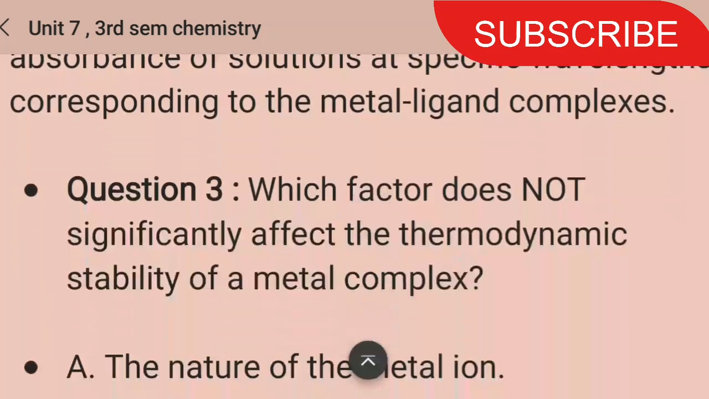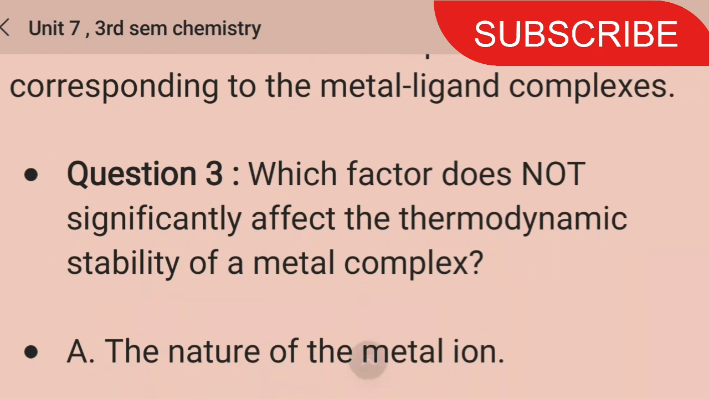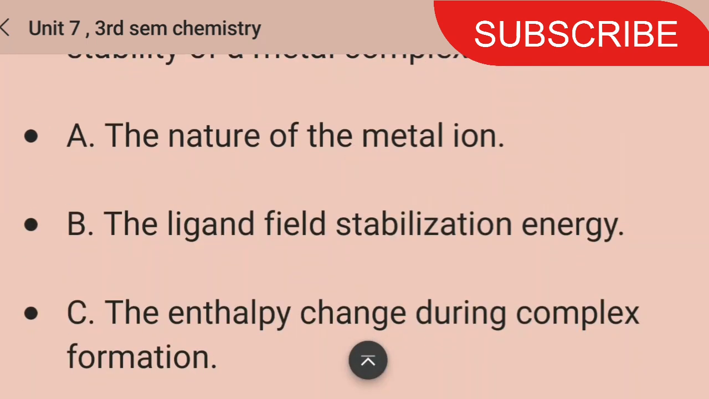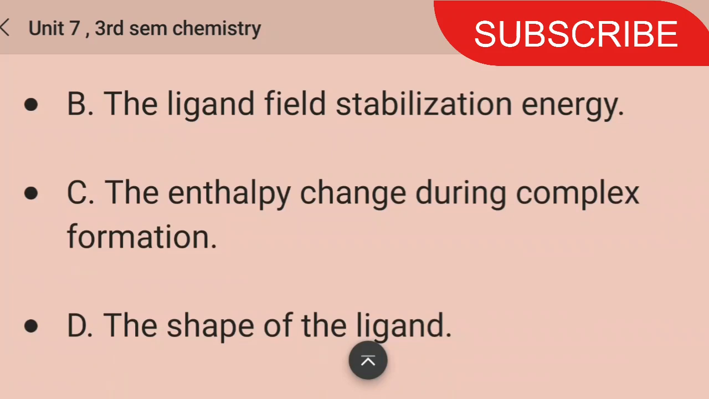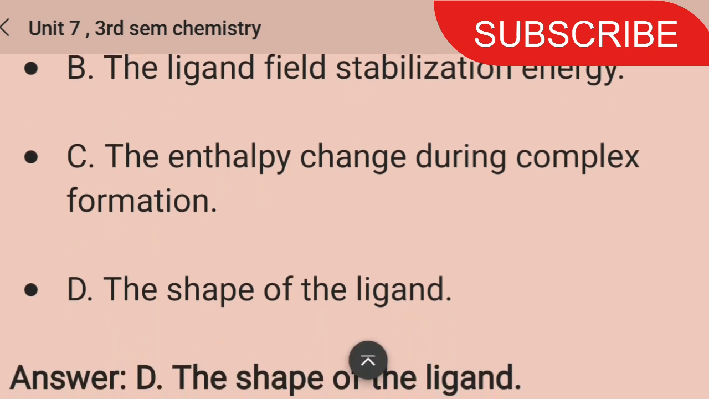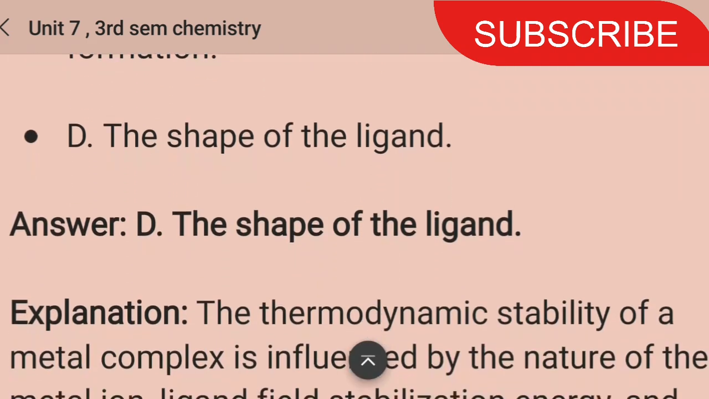Next question. Which factor does not significantly affect the thermodynamic stability of a metal complex? A. The nature of the metal ion, B. the ligand field stabilization energy, C. the enthalpy change during complex formation, D. the shape of the ligand. And the answer is the shape of the ligand.